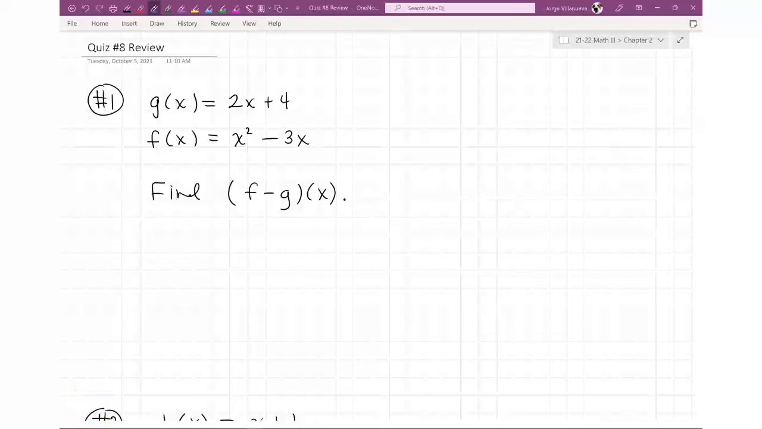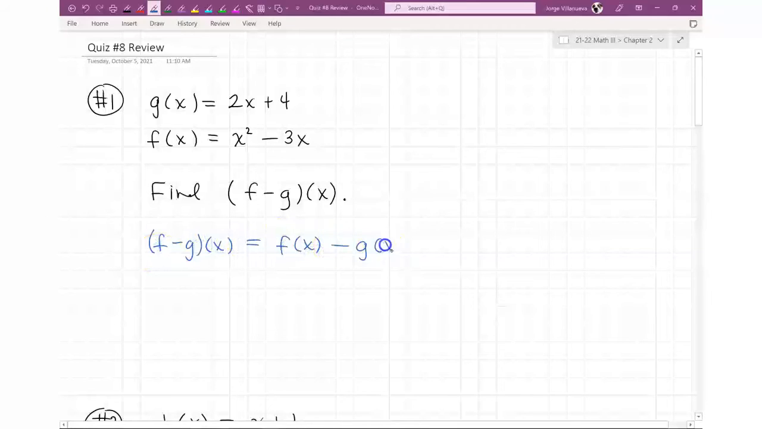Right, so for chapter 8 review, we're going to start with number 1. We have g of x, which is 2x plus 4, and f of x, which is x squared minus 3x. They want us to find the subtraction of the two functions, okay? So f minus g of x. Now, it's really important that you rewrite the translation of this, okay? So f minus g of x is the same as f of x minus g of x.